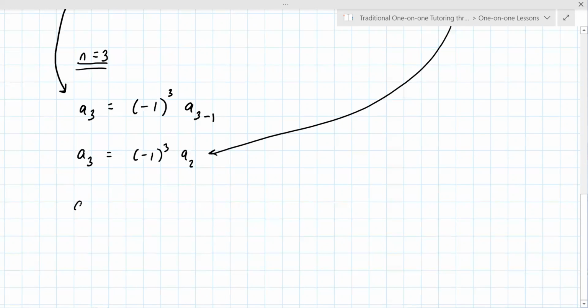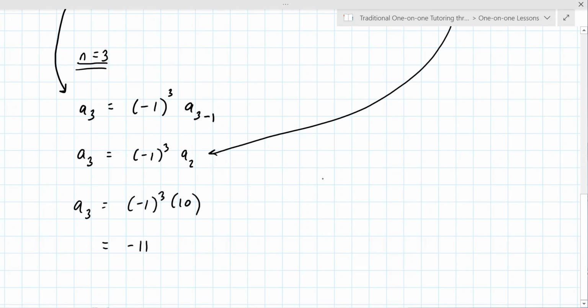Okay. So A3 is -1 to the power of 3 times 10. What is -1 to the power of 3? Can you tell me? -1. So this ends up being -10.